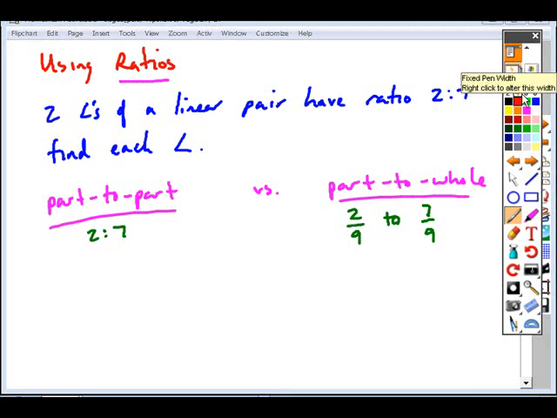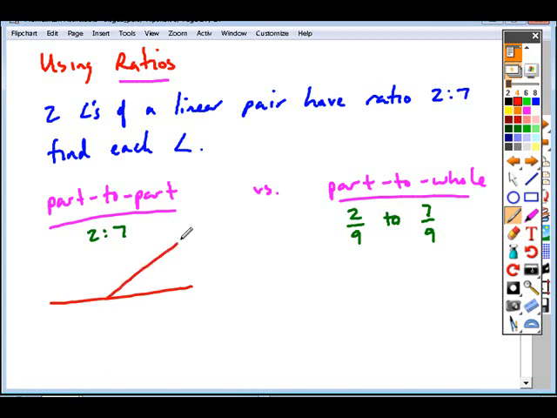If you're thinking of part-to-part relationships, what you probably are going to do or imagine is kind of like what we did on that last little example here. You know that one part, the smaller part, is going to be 2 times some common multiplier, and the larger part is 7 times that same multiplier, whatever it happens to be. And so what you could do is you could add these together. 7x plus 2x has to equal, it's a linear pair, so the total sum is going to be what?